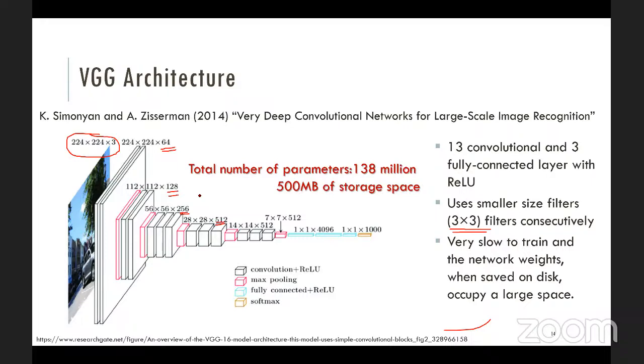Now I told you the method to calculate the total number of parameters. Here you have 138 million parameters, which, when stored, take 500 MB of space. So when we say VGG, this is basically the VGG 16 architecture. I will upload it in the slide. Later we have a deeper variant of VGG, that is VGG 19 also.